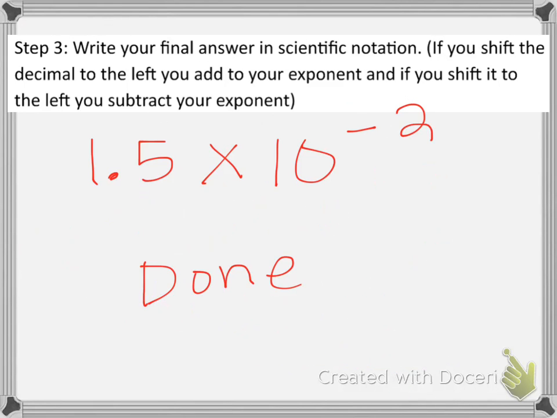Step 3 says, write your final answer in scientific notation. If you shift the decimal to the left, you add to your exponent. If you shift it to the right, you subtract from your exponent. Here, this number is already less than 10. So it's already written in scientific notation. So we are done. Let's take a look at example number 2.